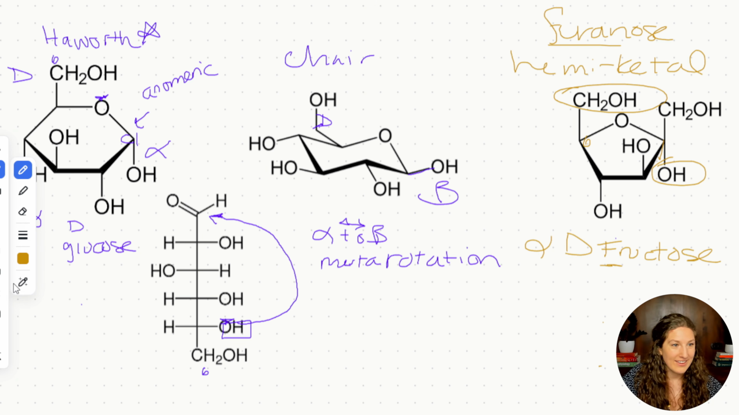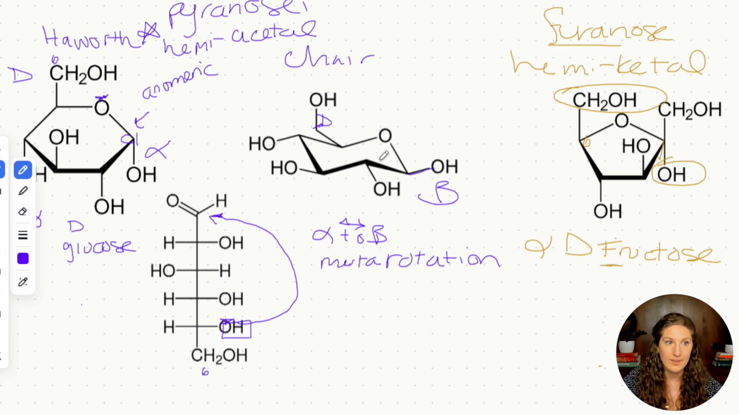On the other side, with our aldose that turned into a 6-membered ring, a 6-membered ring is known as a pyranose. Again, ose means sugar, and a pyran ring is a 1, 2, 3, 4, 5, 6-membered ring with an oxygen in it. It's also known as a hemiacetal, for the aldehyde. So pyranose, hemiacetal comes from an aldose.